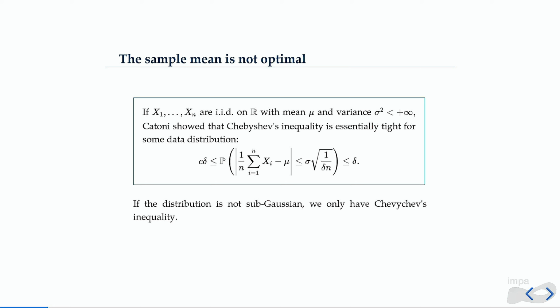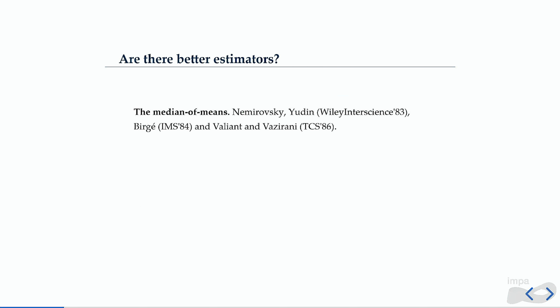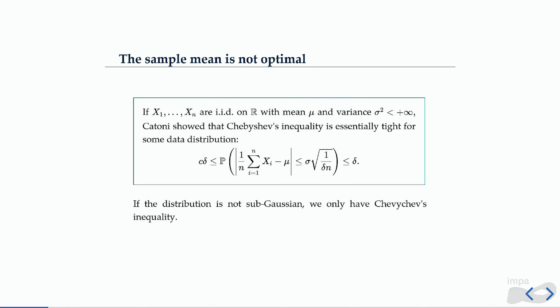Here we have the optimal rates in n, but the dependence on delta is not necessarily good if we want to estimate several means. So can we obtain better estimators? And the answer is yes. A breakthrough in the area was the introduction of the median of means.